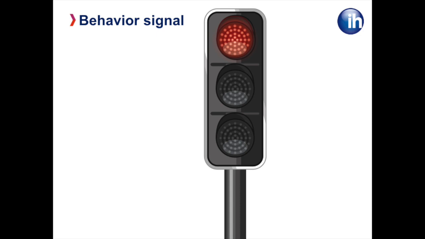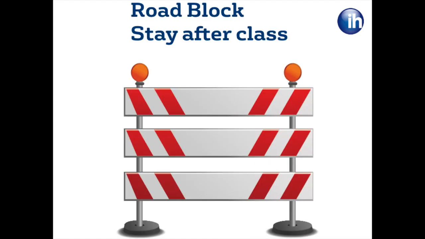To go along with the behavior signal, I've also made a roadblock sign. When students cross the line and they're behaving badly, we write their names on one of the bars on this roadblock sign, and they'll have to stay after class.